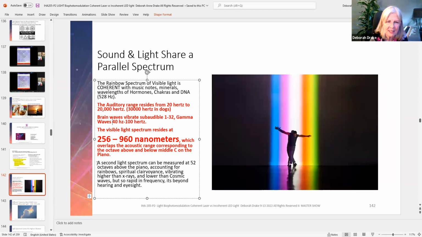So the second light spectrum is also visible, not at the middle 5 octaves of music, but up at the 52nd octave of music. There's also infrared and ultraviolet, or some very high vibrational waves that are responsible for spiritual clairvoyance. They're higher than X-rays, although they're lower than cosmic waves, but they're vibrating so rapidly that they're beyond your sight and your hearing, okay?